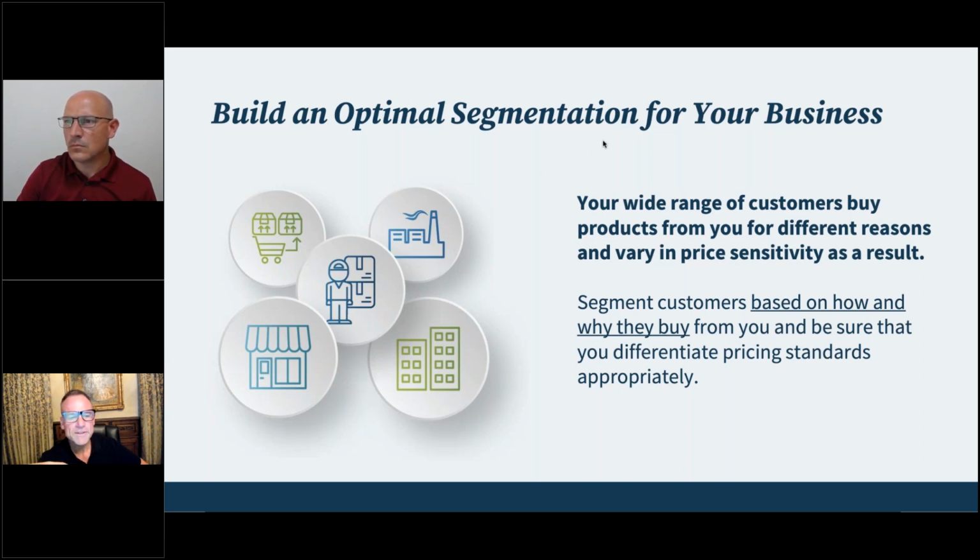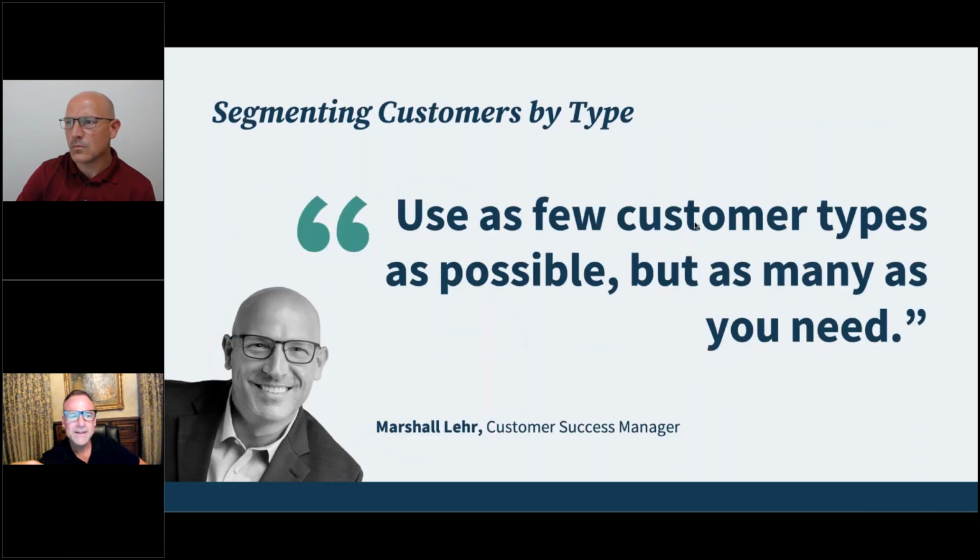So we know that customers can vary quite a bit. They can have very different products that they buy from you, different ways of doing business, different cost to serve. There's a lot of important differences from customer type to customer type. So it's really important to understand who the core customer segments are that you sell to, and how you start to define the right level of granularity. Marshall, do you want to comment on that a little bit?